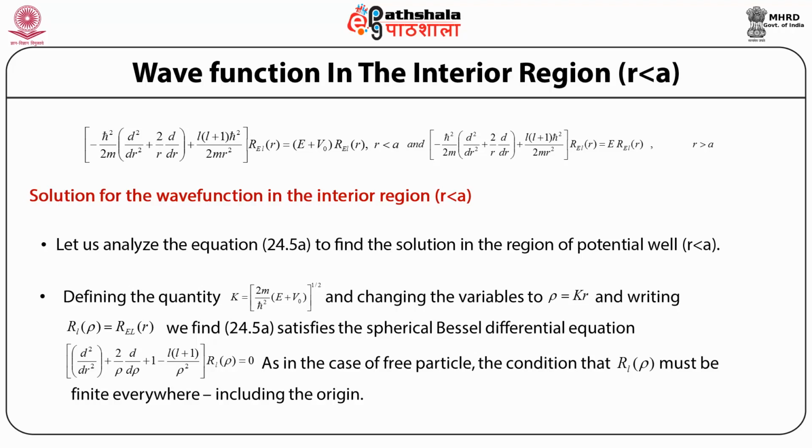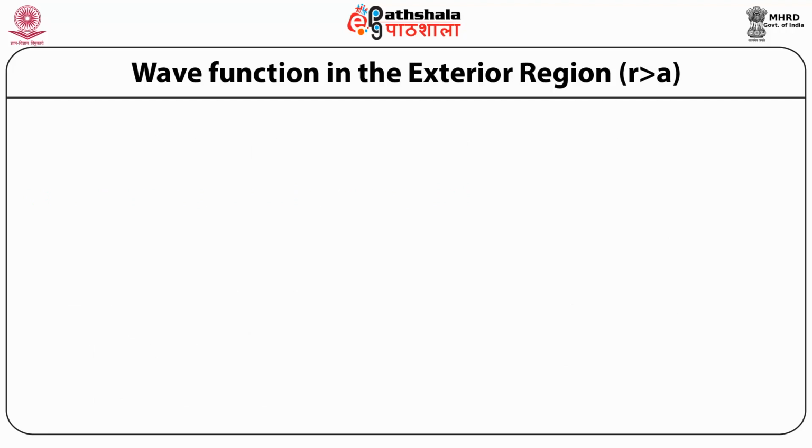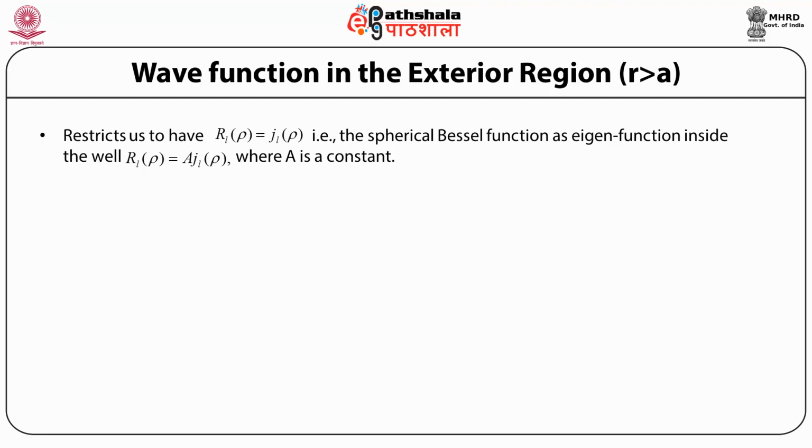As in the case of the free particle, the condition that R_L(rho) must be finite everywhere, including the origin, restricts us to have R_L(rho) equals j_L(rho). That is, the spherical Bessel function is the eigenfunction inside the well, R_L(rho) equals A j_L(rho), where A is a constant. Wave function in the exterior region, that is r greater than a.